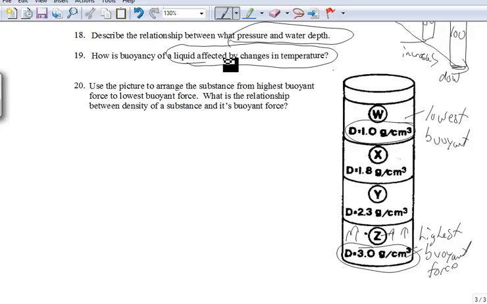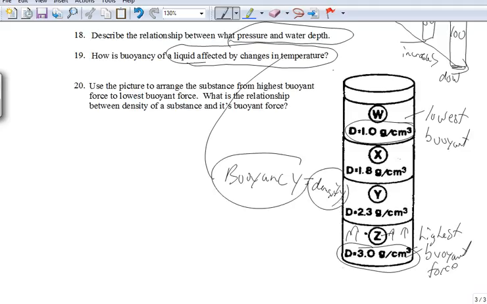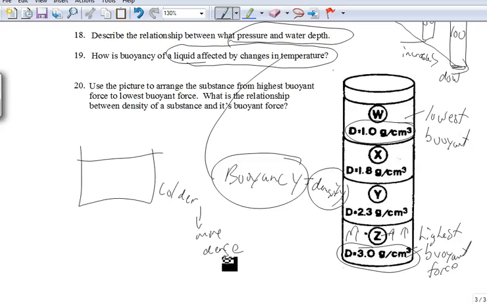How is buoyancy of a liquid affected by its changes in temperature? Remember, buoyancy is totally related to density. And so let's talk about density. So as a liquid gets colder, it gets more dense, and therefore it sinks because it's heavier, which means its buoyant force is stronger, so it has a stronger push, stronger buoyant force.